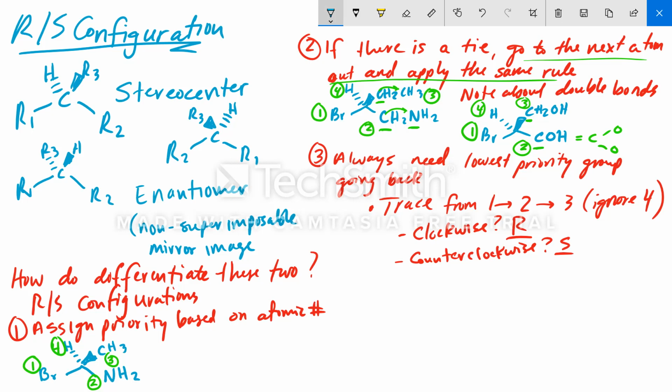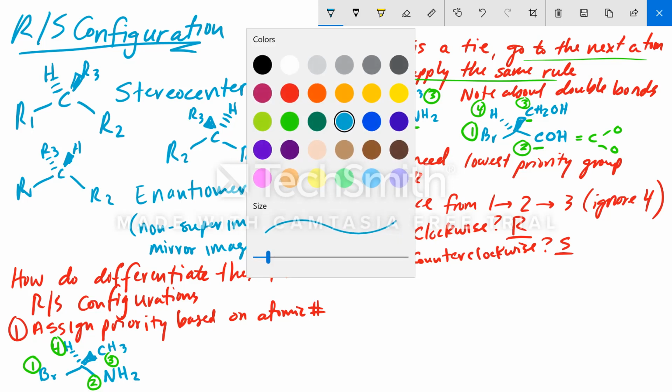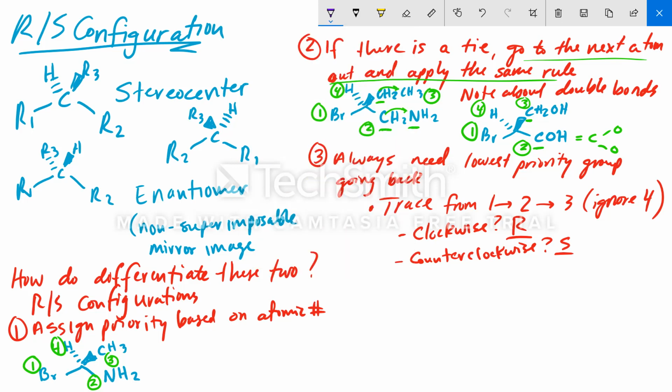So let's assign really quick RS configurations to the molecules we've already drawn. Looking at this first molecule on the bottom left, bromine is 1, nitrogen is 2, carbon is 3, and hydrogen is 4. Again, we're going to ignore the 4, so we just trace from 1 to 2 to 3. You can see that this rotation here, 1, 2, 3, is counterclockwise. So counterclockwise is backwards to how a clock usually works, which is S. And just because I try to simplify things and draw these all in the same configuration, you can see that all of these will be S.